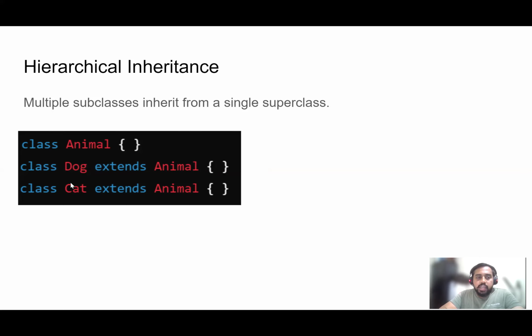And also cat. Cat is also an animal. It also needs all the functionalities available in animal. So I define a class called cat, which extends animal. So here animal is the only parent class, which has two subclasses, dog and cat. So this is called hierarchical inheritance.